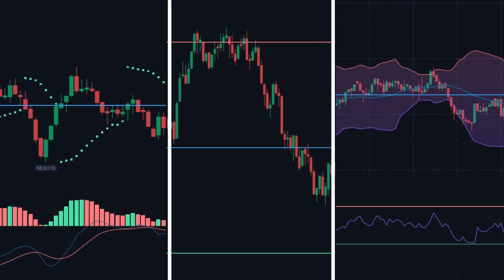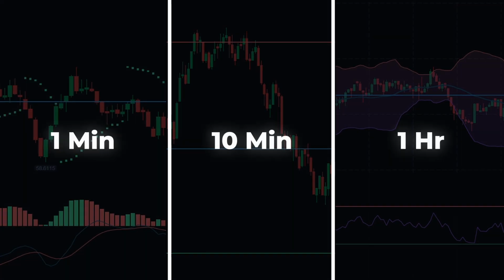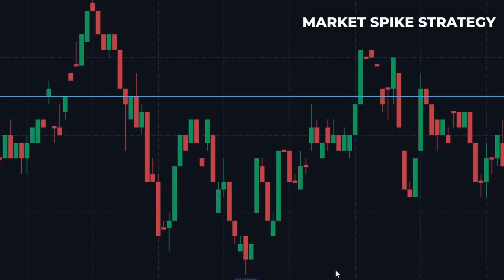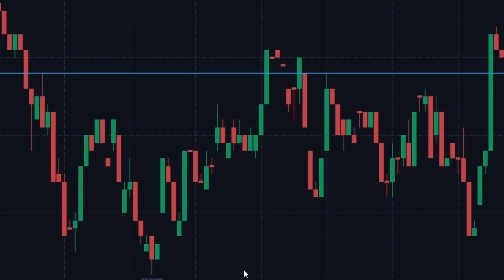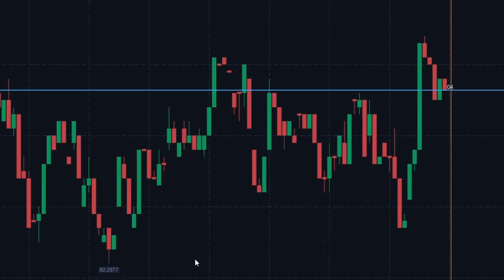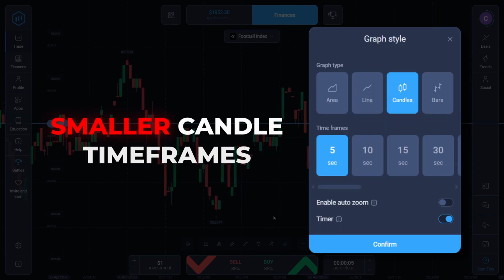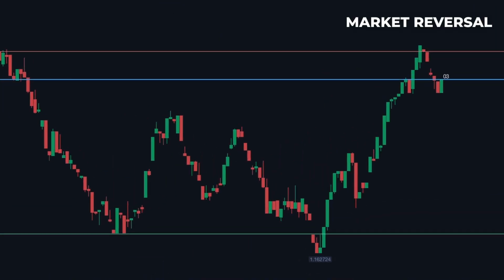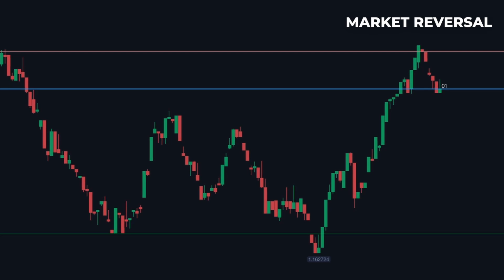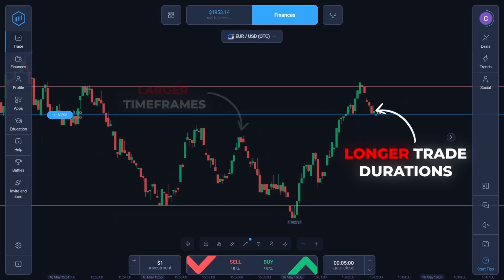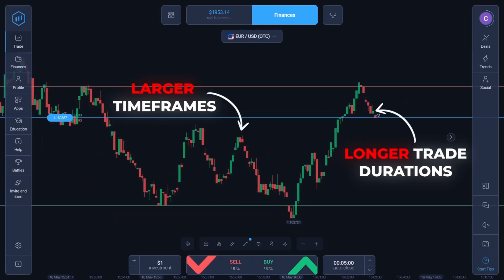The second factor is your strategy. Different strategies perform better on different timeframes. For example, the market spike strategy focuses on quick movements, so it requires short trade durations. To spot these quick moves, you also need smaller candle timeframes. On the other hand, strategies like market reversal take more time to develop, so they require longer trade durations and larger timeframes to work effectively.